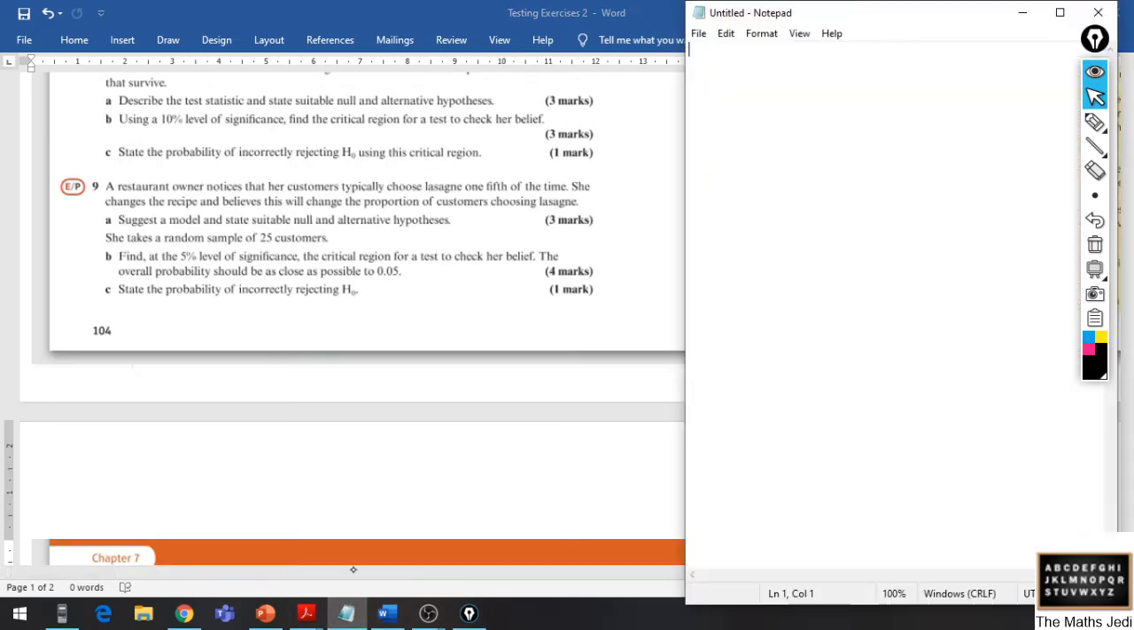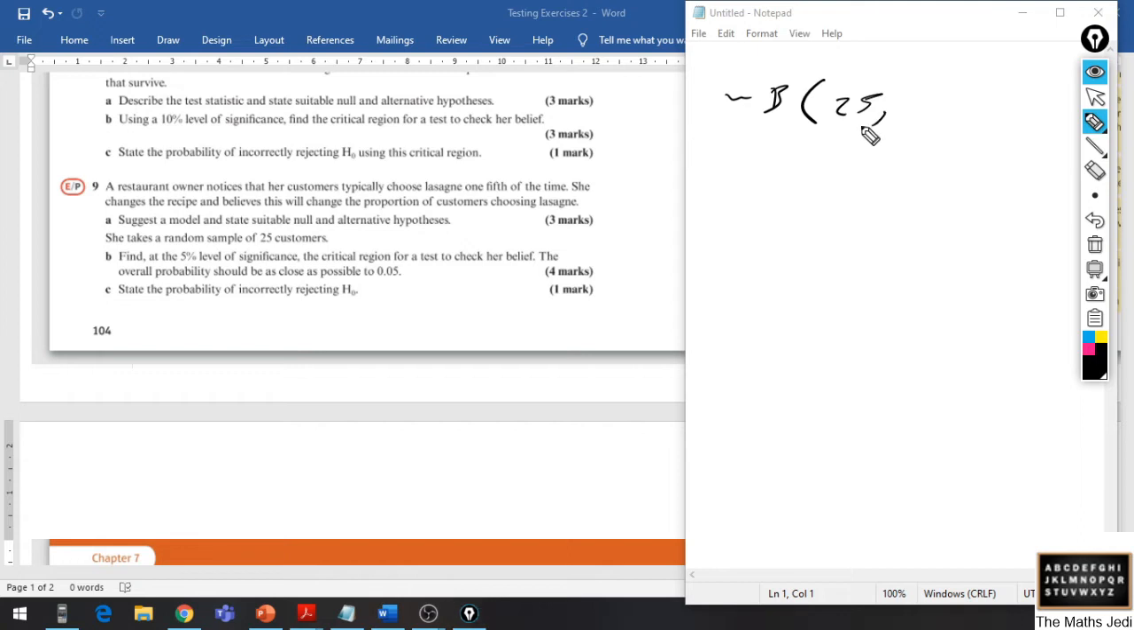It's talking about a restaurant owner noticing that her customers typically choose lasagna 1/5 of the time. She changes the recipe and believes this will change the proportion of customers choosing lasagna. Suggest a model. The model is going to be binomial: constant proportion, doesn't change, independent events, etc. Previous videos do illustrate that quite well. So binomial distribution for sure.